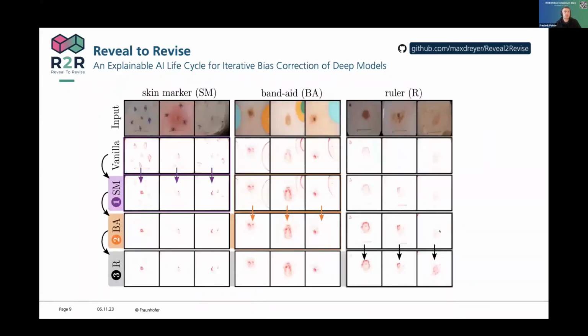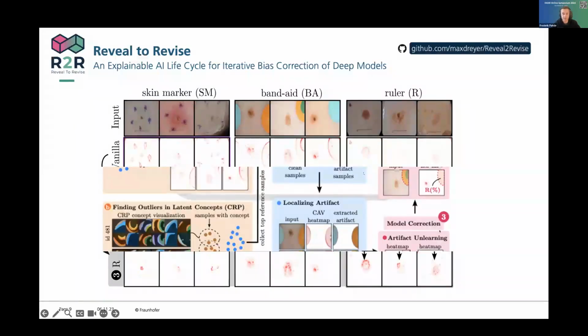And looking at some results, we have successfully corrected the biases related to the 3 artifacts that I was showing in the beginning of the talk. On the first row, we have the vanilla model that was not corrected at all. And we can see that it still uses information regarding all those artifacts.